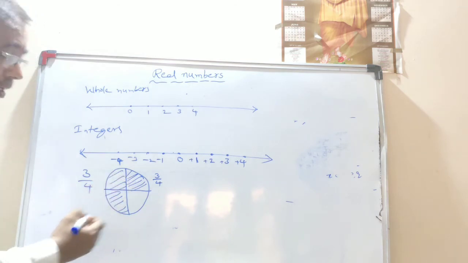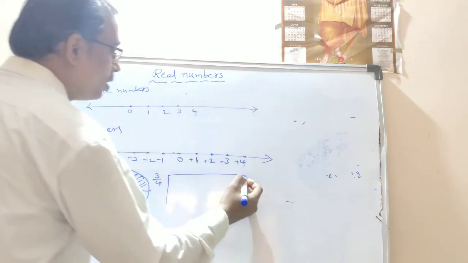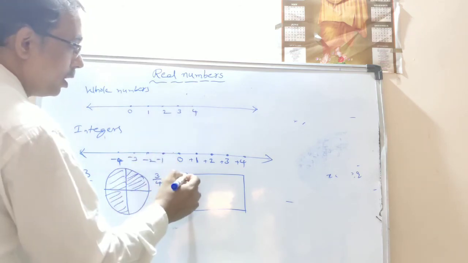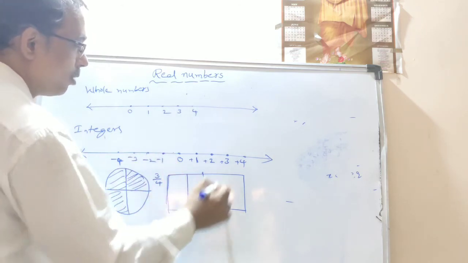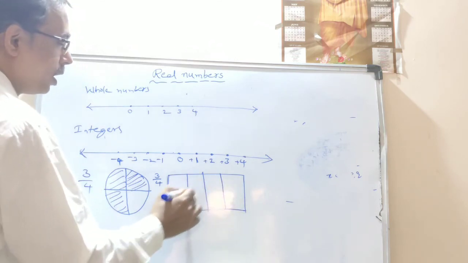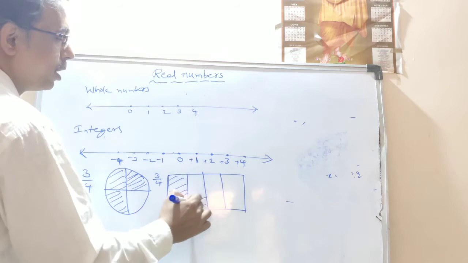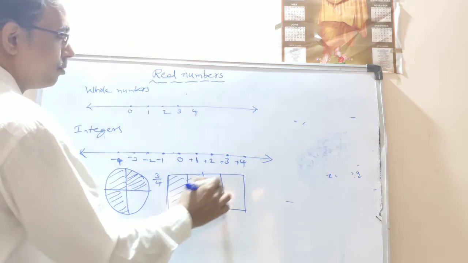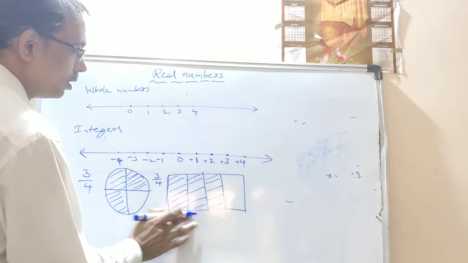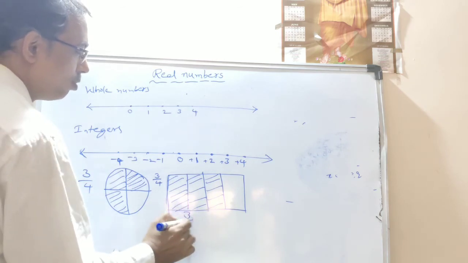So this is a pictorial way. Otherwise we can see this rectangle shape also. I am taking this rectangle shape as 1 unit and making it into 4 equal parts. Among these 4 equal parts, I can pick up 3. That means I have shaded 3 parts. So that's why this represents 3 by 4.